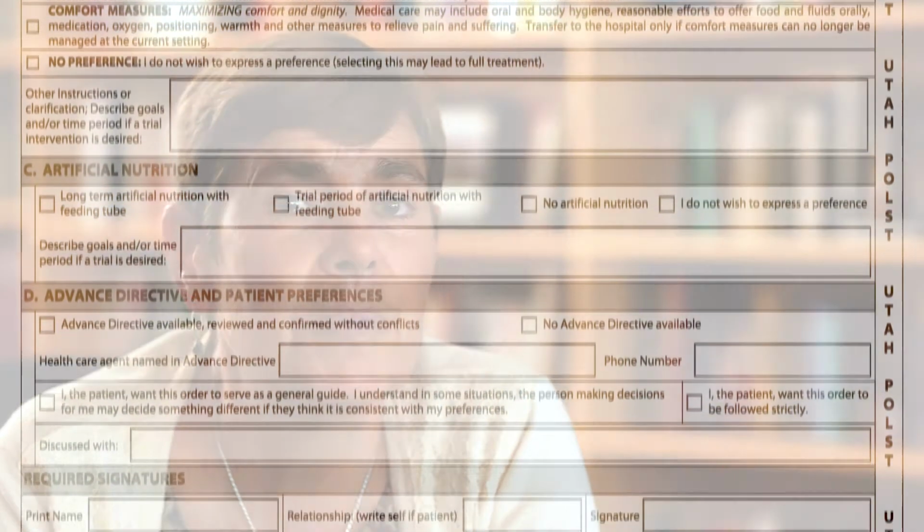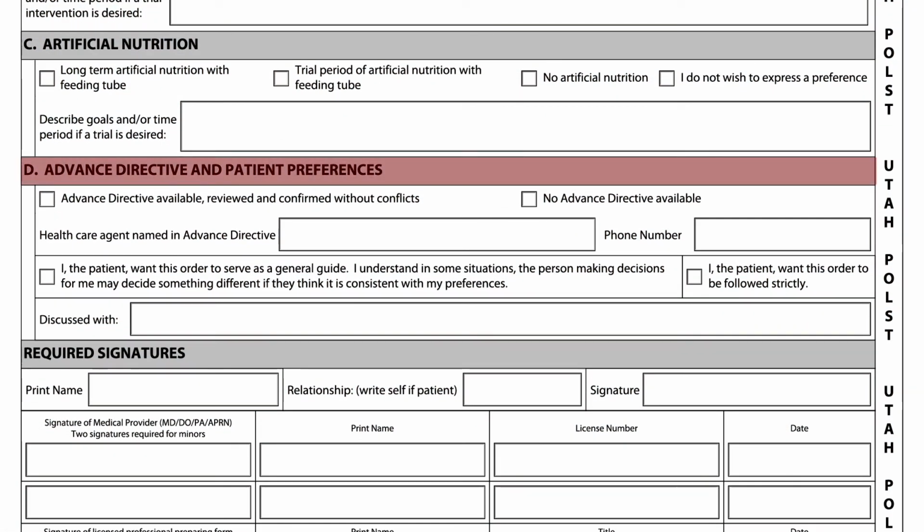The next section is if there is an advance directive that you've reviewed with the patient or their decision maker. If you have the advance directive, you can check this box. If you don't, then check that there was no advance directive available. You need to designate who is their decision maker in the health care agent box and their phone number so they can be contacted in case of emergency.